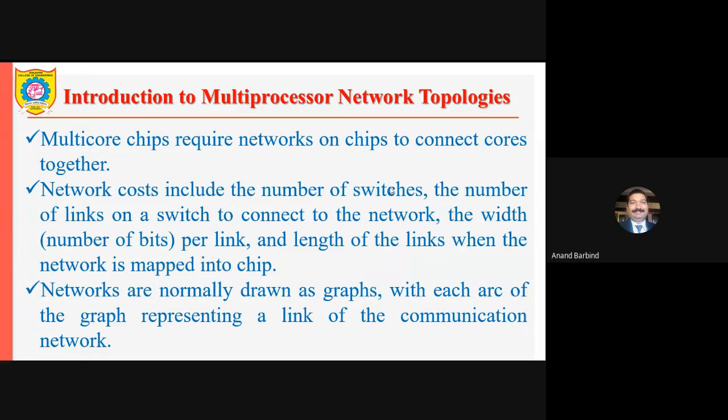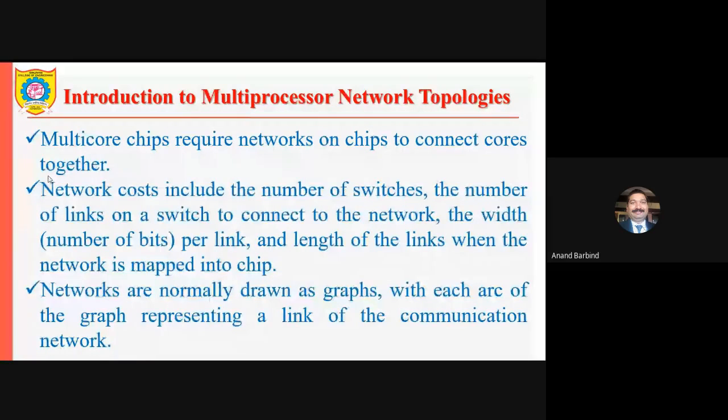These cores are nothing but the multiple processors, and these multiple processors need to connect or need to fetch data or instructions from the memory, which is shared memory. Because multiple processors need to communicate with the multiple modules of the memory, you need to have a network that is connecting these particular processors with the memory.